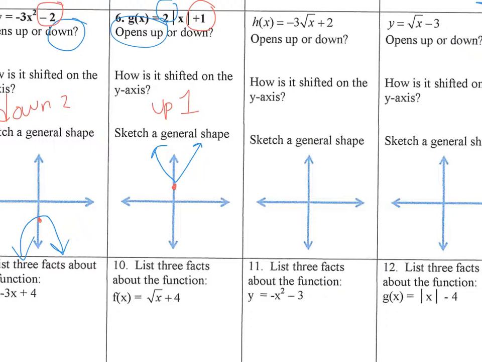Okay, number 7, next one. This is going to make a half a parabola. And it's opening down because the number up front is negative. And it's shifted up 2. So I'm going to go up 2, make a dot, and I'm going to make the half parabola open down.